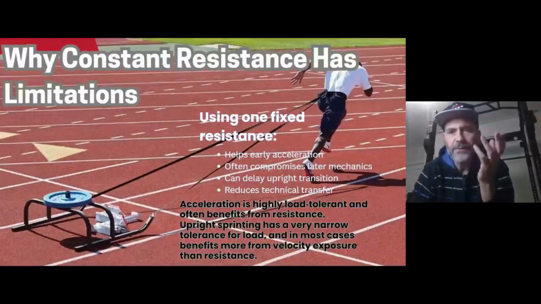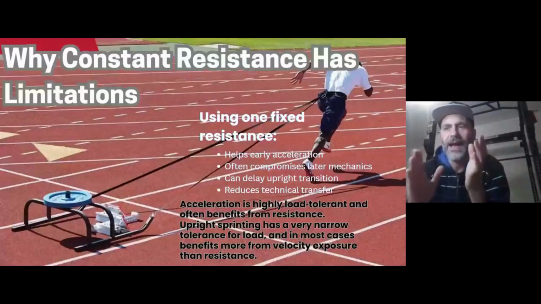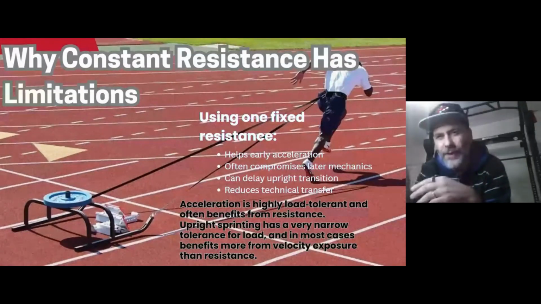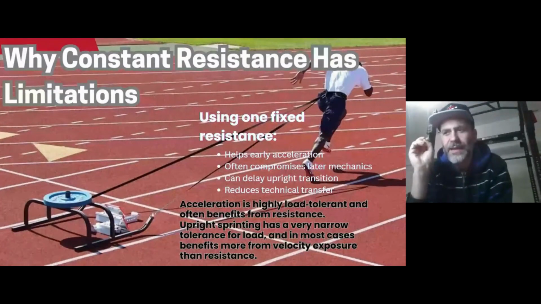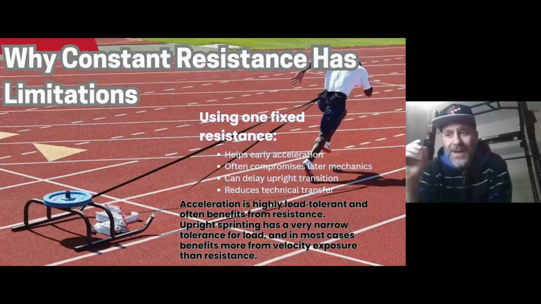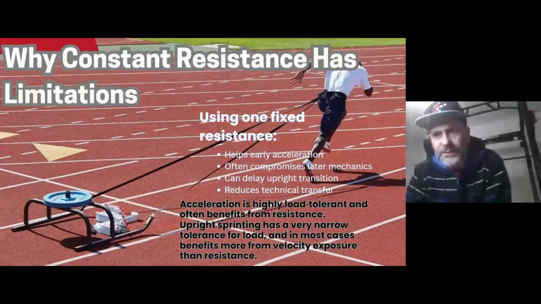The second exception is elite athletes with a very high level of stiffness and control. Highly trained sprinters have very high vertical stiffness. They can tolerate small perturbations, and they can maintain mechanics under slight load. In these cases, microloading may be used briefly and often for rhythm or posture awareness, and usually over very short distances.